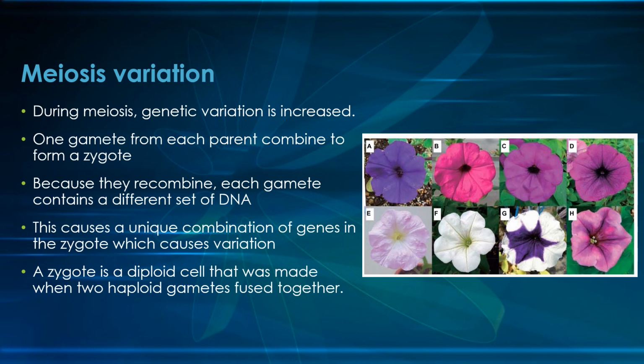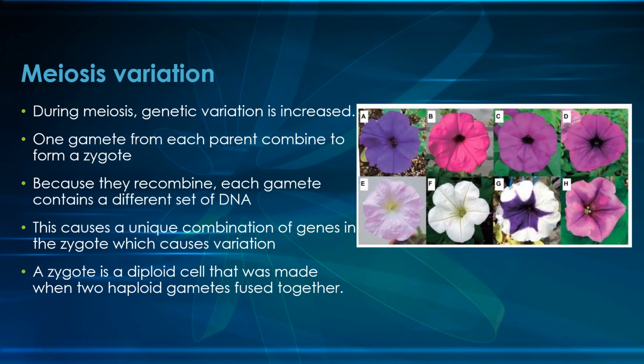During meiosis, genetic variation is increased. This is because 1 gamete from each parent combines to form a zygote. Because they recombine, each gamete contains a different set of DNA. This causes a unique combination of genes in the zygote, which causes variation. A zygote is a diploid cell that was made when 2 haploid gametes fused together.